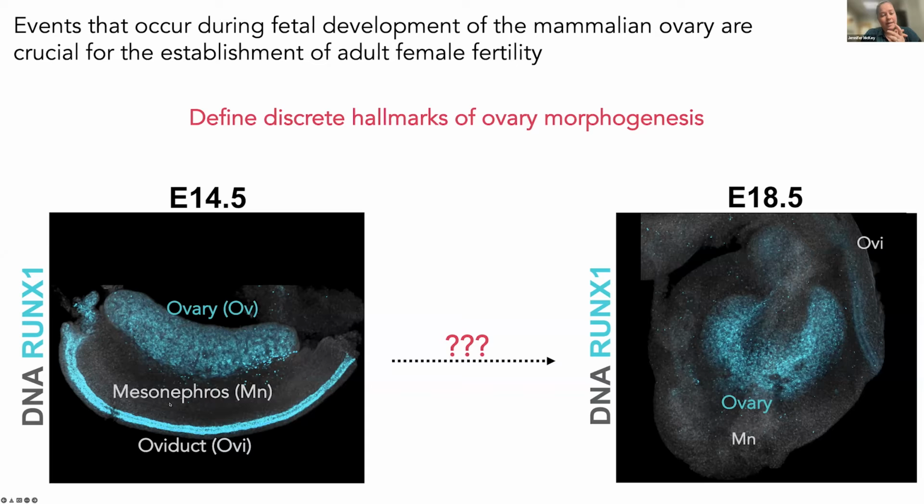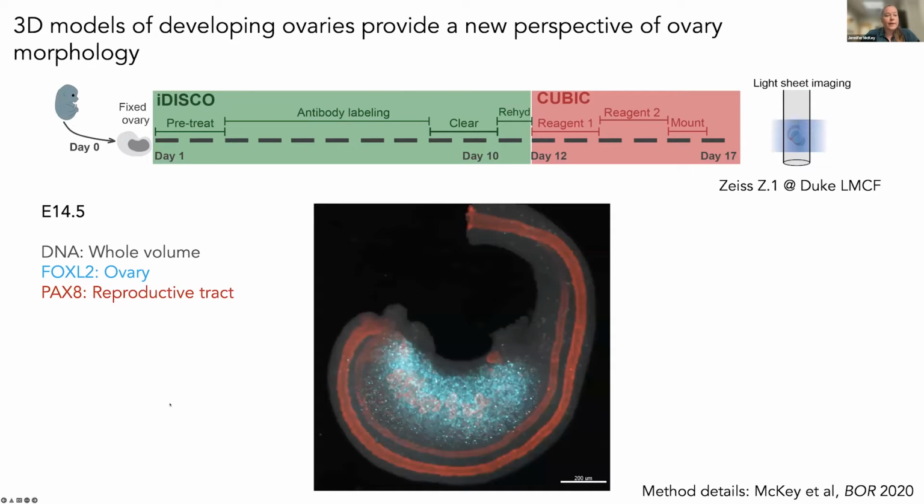And so I chose to tackle this question during my postdoc, and I've spent the better part of my time in the Capel lab trying to establish this pipeline for investigating ovary morphogenesis. To do this, I developed and implemented a clearing approach that combines iDISCO tissue clearing and CUBIC clearing. With these methods, we can take whole ovaries that were dissected in their native conformation and context and render these fully transparent to image with the light sheet microscope.